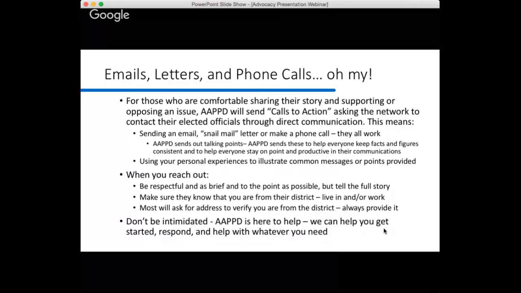If you do get any questions from legislators, it's always okay to say, I don't know the answer to that, but I can get back to you. And that's a great opportunity for additional follow-up as well.